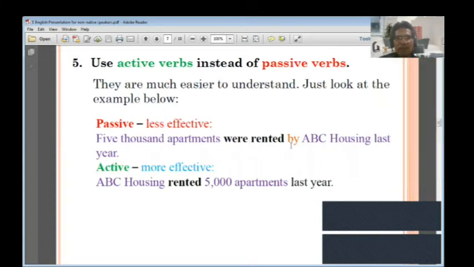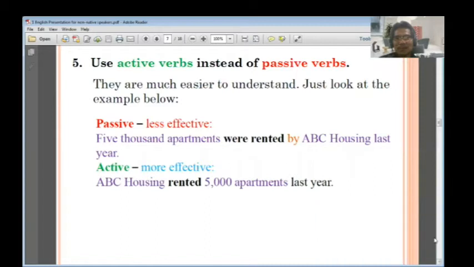5,000 apartments were rented by ABC Housing last year. Kalau active, ABC Housing rented 5,000 apartments last year. More simple. I mean, easier to get a point, to understand the message when you are speaking. Hey, Joanna, what's wrong? ABC Housing rented 5,000 apartments last year, yeah. Much easier than Joanna, what's happened? Oh, 5,000 apartments were rented by ABC Housing last year. That's too long also, right?